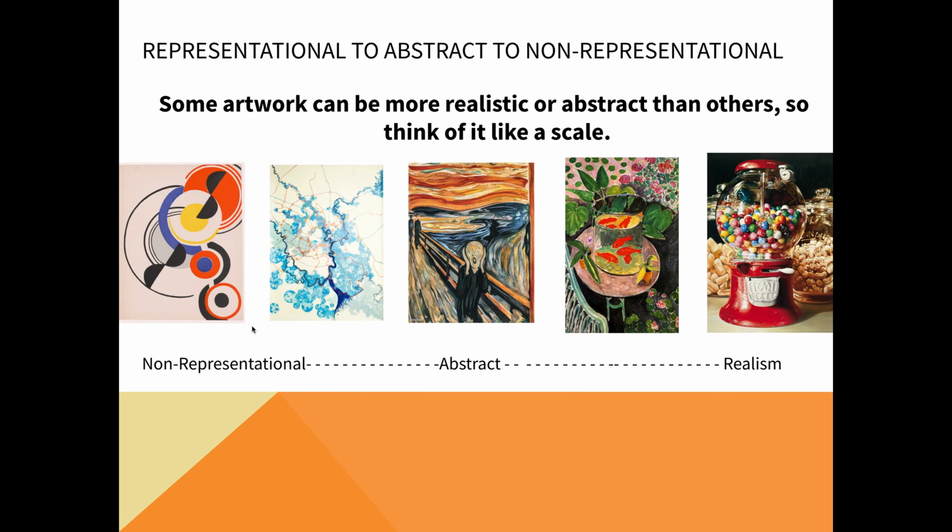So just know that there's a lot of gray area between representational, abstract, and non-representational, but ultimately, representational is realistic, with subject matter. Abstract is where the subject matter has been changed in some way. And then non-representational has no subject matter at all, just elements and principles. So those are our three types of art.